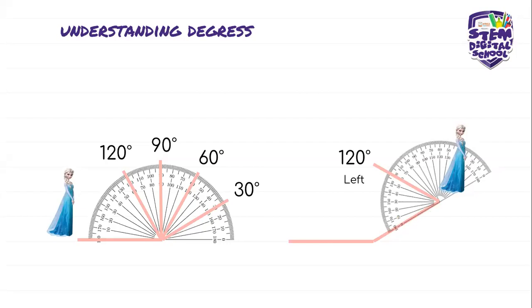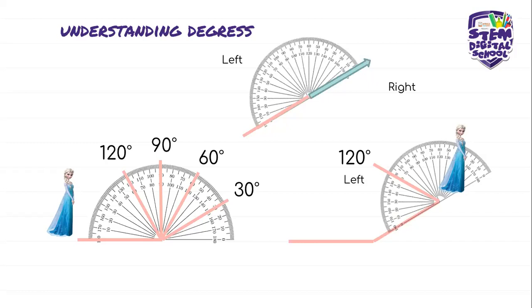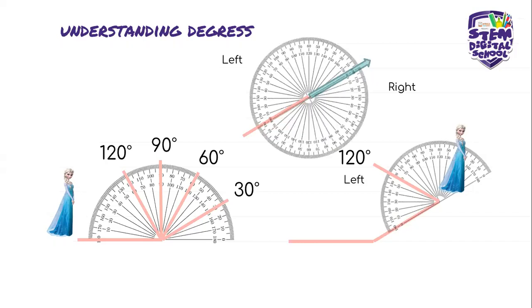In this case, it was left. And then here, Elsa is facing in that direction where my arrow is. So there's a left-hand side and a right-hand side, and then she can turn in any amount of degrees in either direction. So she can either turn left with an amount of degrees, or she can turn right with a certain amount of degrees. Just keep that in mind.